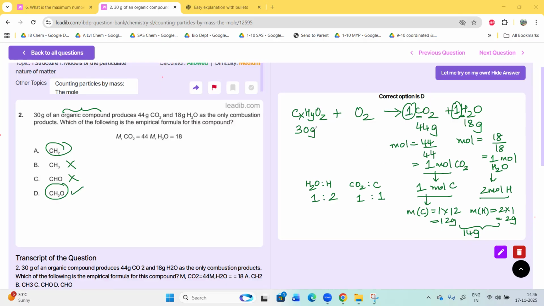But to figure out what it is, if you want to actually solve it, it would be 14 grams. So what is 30 minus 14? 30 minus 14 is 16. So 16 grams will be oxygen present. Since we know the 16 grams, we can get the moles of oxygen. 16 divided by the molar mass of oxygen, which is 16, is 1 mole. So we know the ratio now. Carbon to hydrogen to oxygen: we have 1 mole of carbon, 2 moles of hydrogen, and 1 mole of oxygen. So the formula will be CH2O. Thank you.